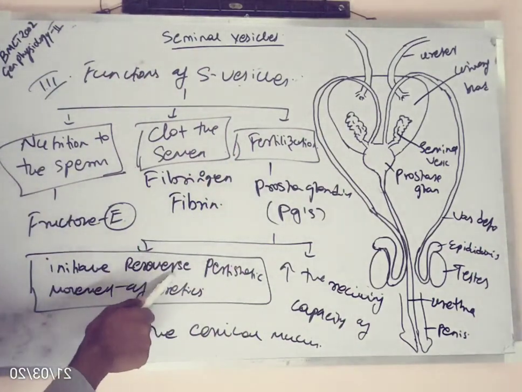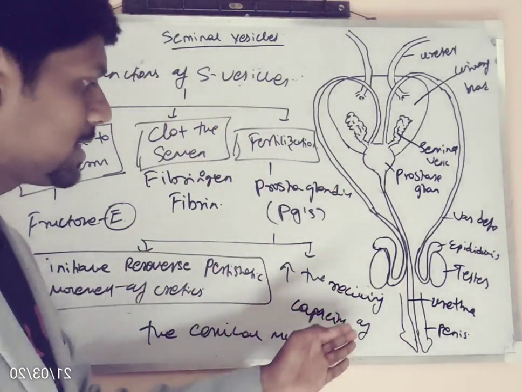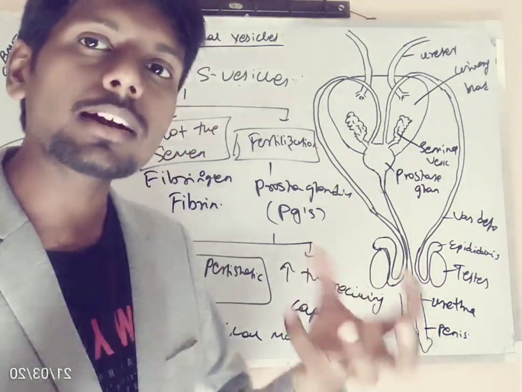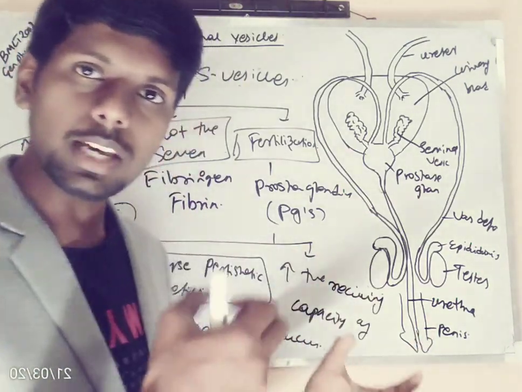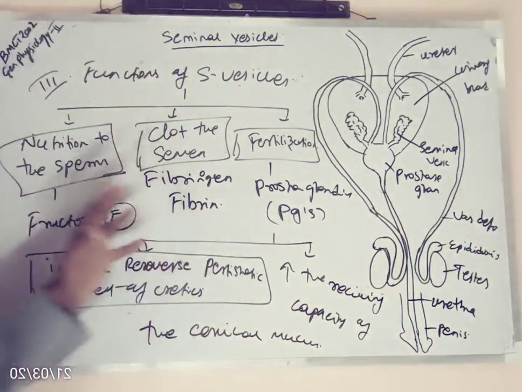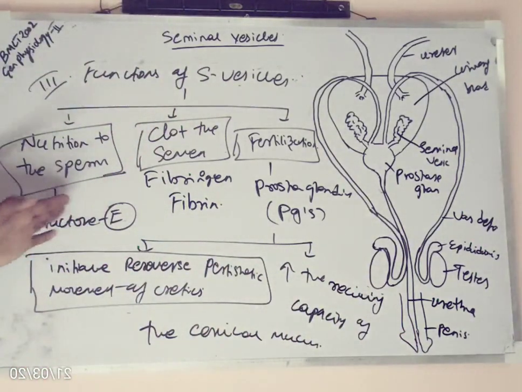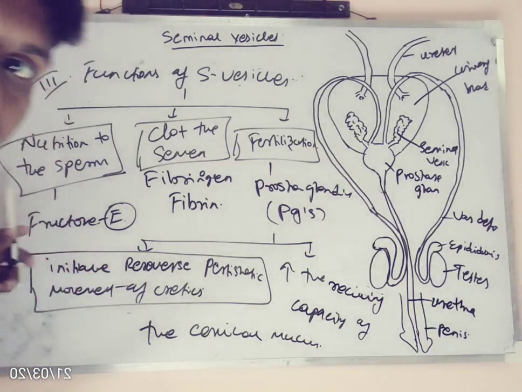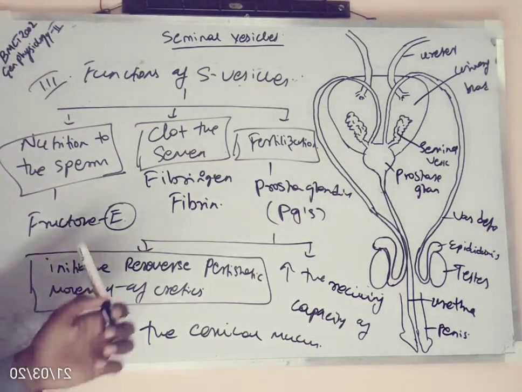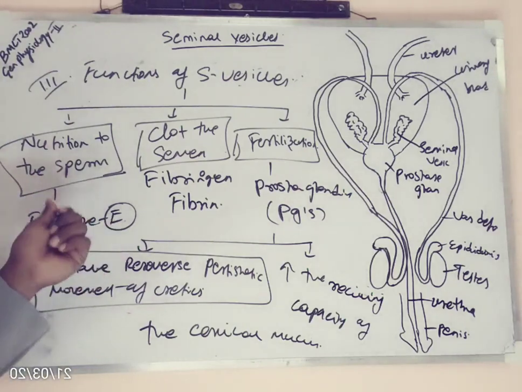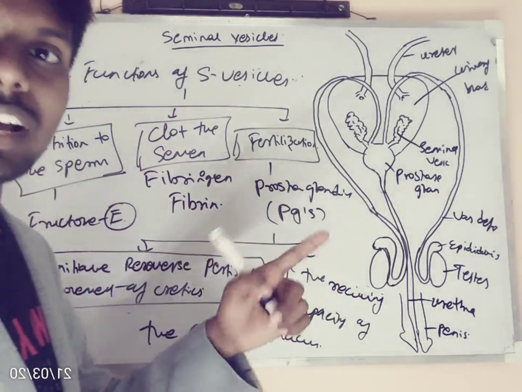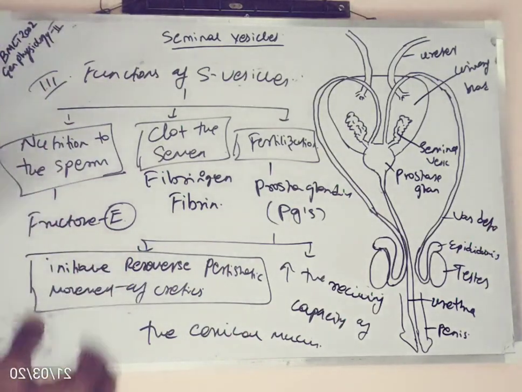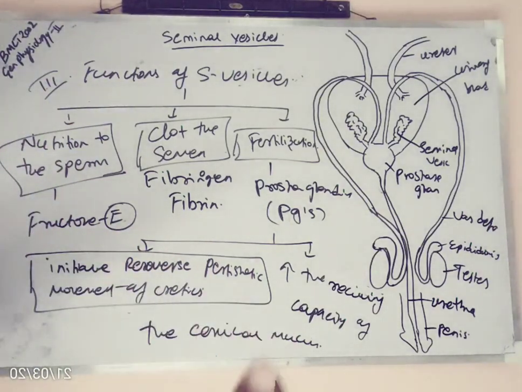They will initiate reverse peristaltic movement, and they also increase the receiving capacity of the cervical mucus of the female genital tract to receive semen. That's it. So these are the functions of seminal vesicles. One is nutritive function. In nutritive function, seminal vesicle contains fructose, which is very essential for energy. Instead of glucose, we have fructose because fructose cannot be easily digested by bacteria, and fructose also provides energy to the sperms once they come outside the male's body.